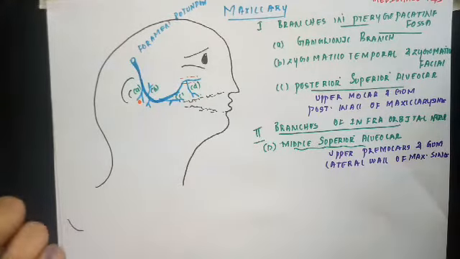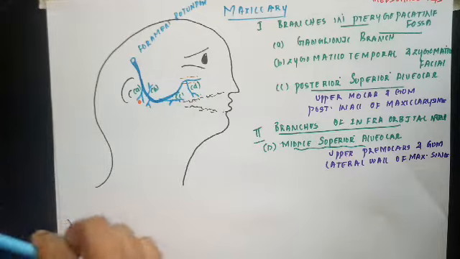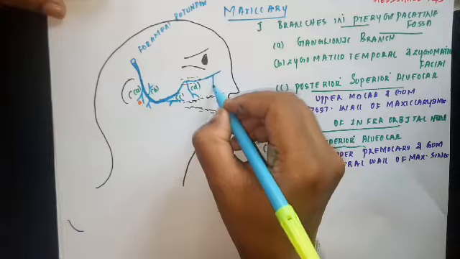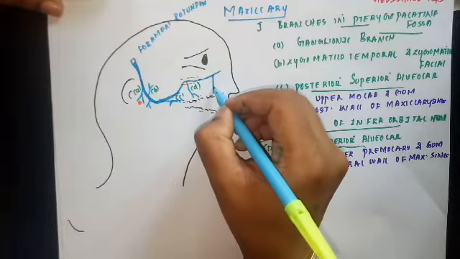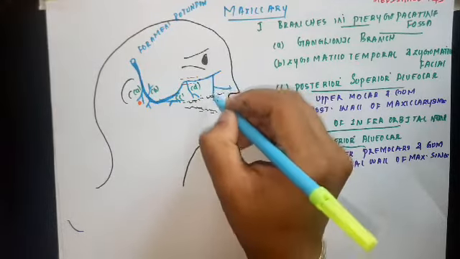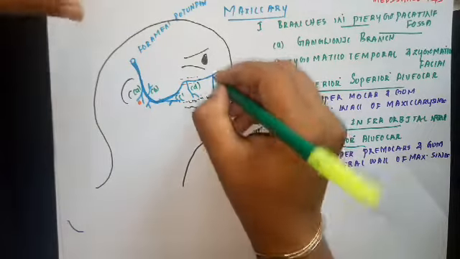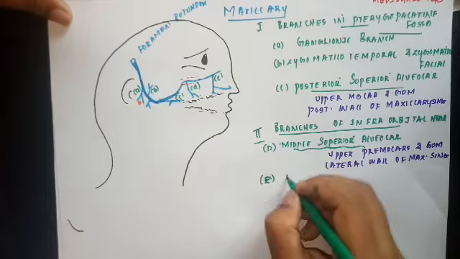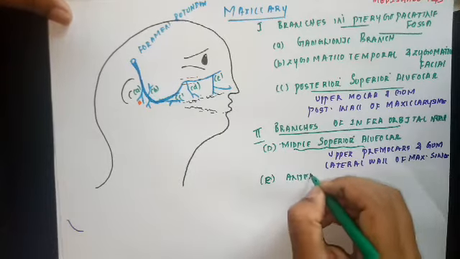The next branch is the anterior superior alveolar nerve, which is labeled as E.